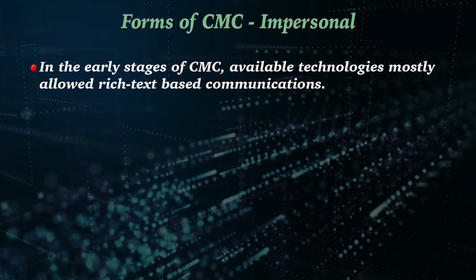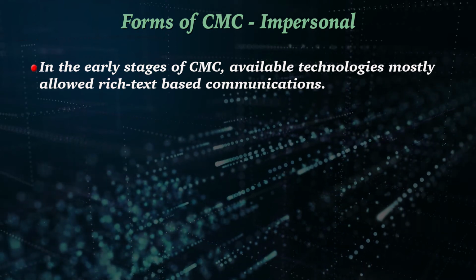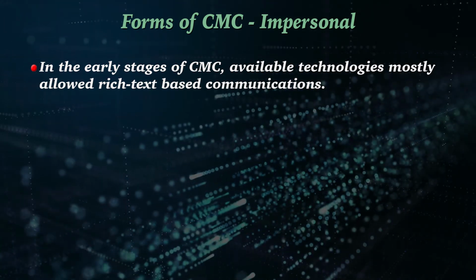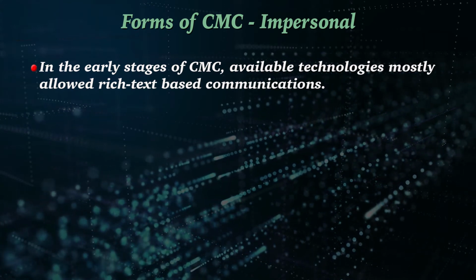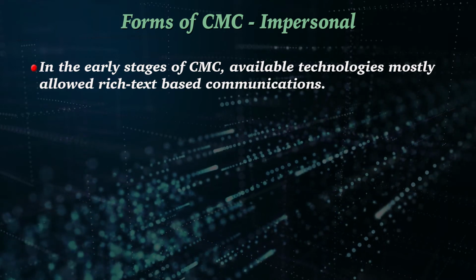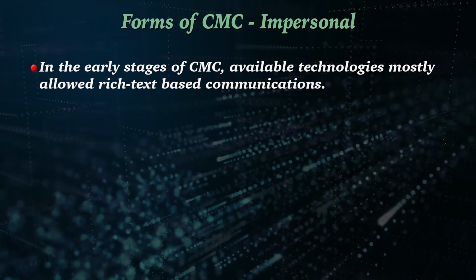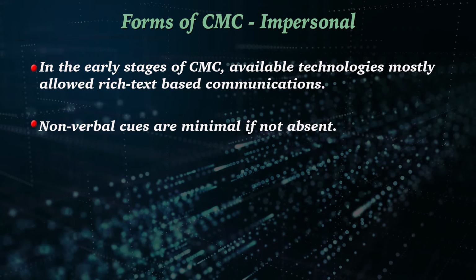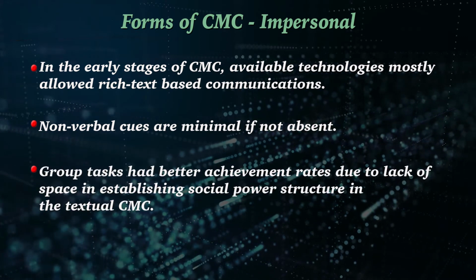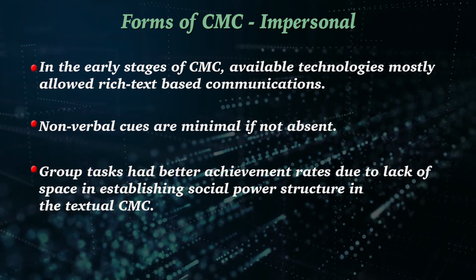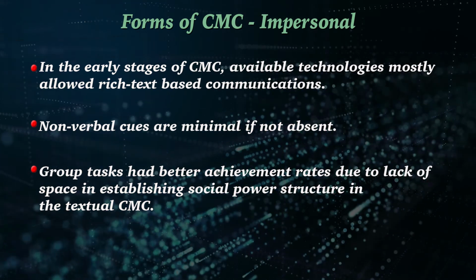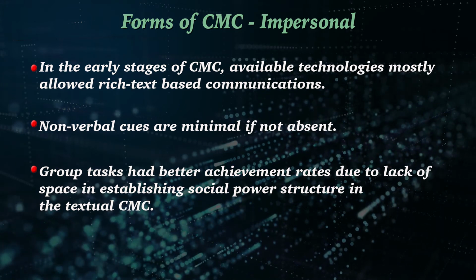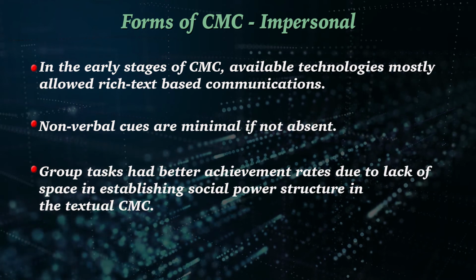computer-mediated communication, when computers dominated networks, there was no mobile at that time, and data connectivity was limited. Due to this limited technological availability, we were communicating mostly through text-based communication, and normally non-verbal cues are minimal, and group tasks are usually achieved in a better way. The reason is that text-based communication usually excludes your social hierarchy. The message is delivered and the other person may not know your physical status or social status. So the communication gets priority, and a lot of group tasks were achieved at the impersonal level.